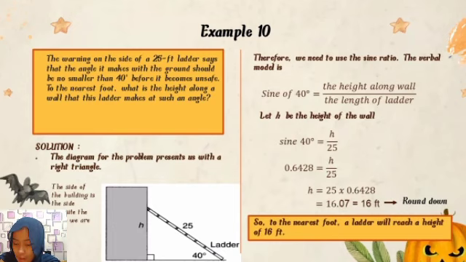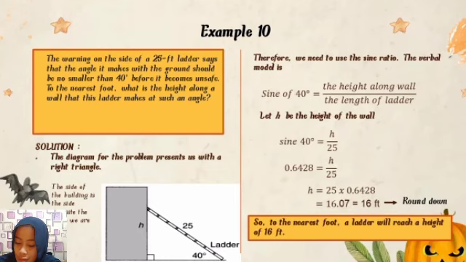Therefore, we need to use the sine ratio. The verbal model is sine of 40 degrees equals the height along the wall over the length of the ladder. Let h be the height of the wall. Sine 40 degrees equals h over 25. The value of sine 40 degrees is 0.6428, so 0.6428 equals h over 25.